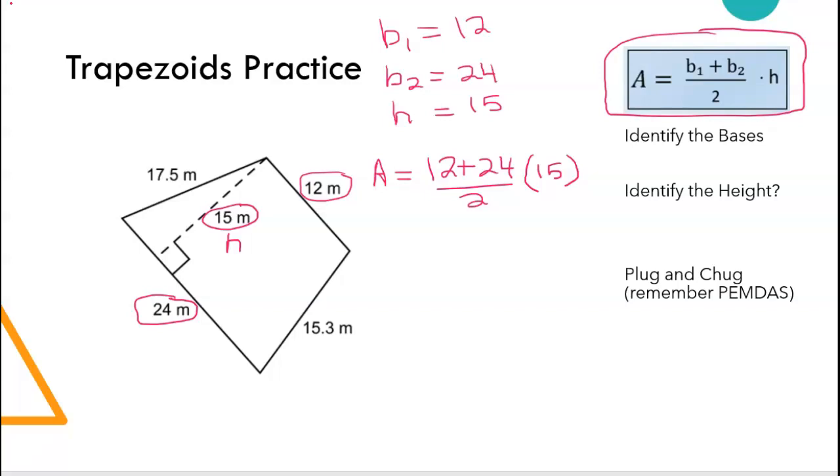Well, look right here. 12 plus 24. I can add those together first. Even though it's addition, we can just go ahead and put that as our numerator. So 12 plus 24 is 36. Correct? 36 divided by 2 times 15. Now we can remember our PEMDAS. We can divide 36 by 2. We get that in your calculator. That's 18. 18 times 15.